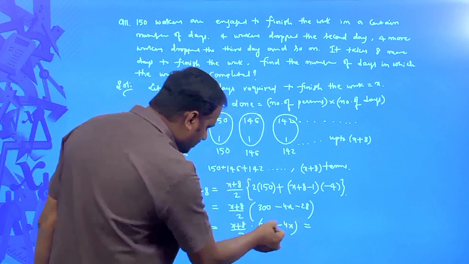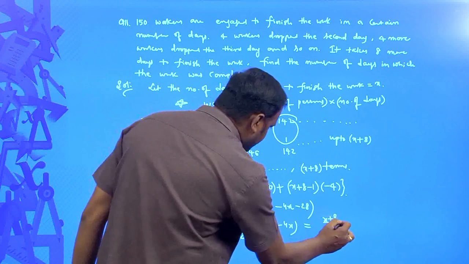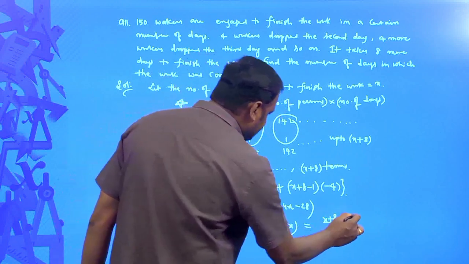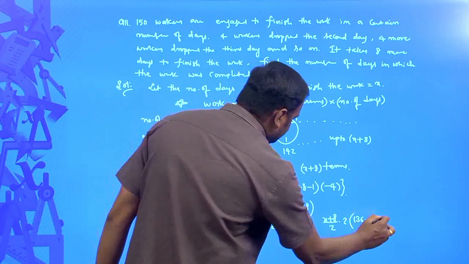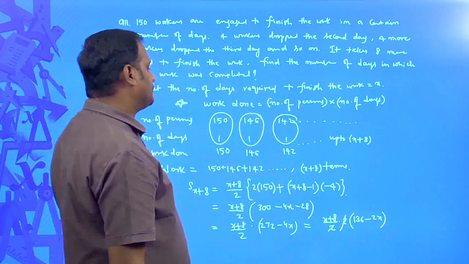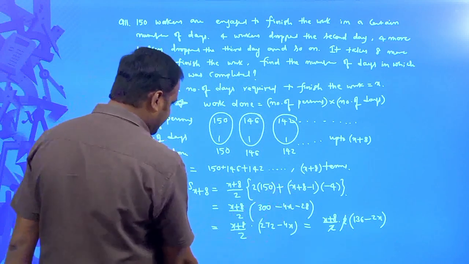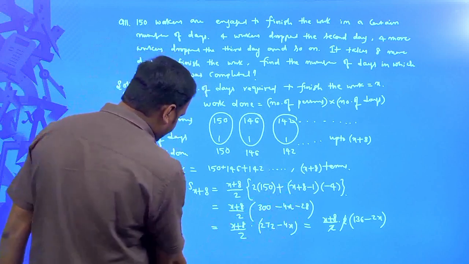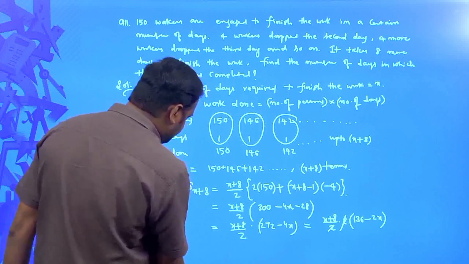So, if I take 2 common from this, then (x+8)/2 × 2 × (136 − 2x), since 2 1s are 2, 2 3s are 6, and 2 6s are 12, minus 2x. So, here 2 and 2 get cancelled. So, finally, I got (x+8)(136 − 2x). What is that? (x+8)(136 − 2x). I am going to take the next page, that is (x+8)(136 − 2x).